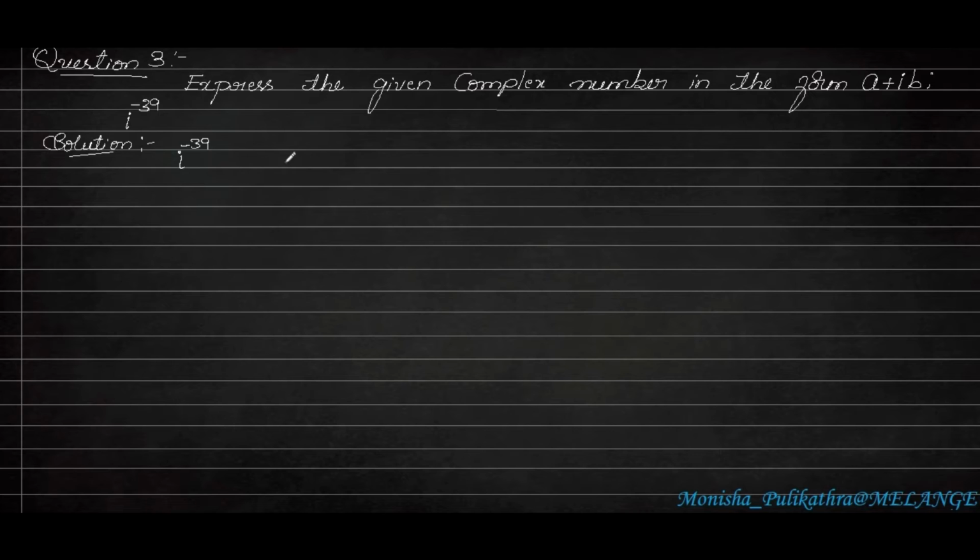Moving on to question 3. Here we have to express the complex number in the form of a plus ib. Here the question is I to the power of minus 39. In the previous problem itself, I have told you that I have to be converted in the form of I to the power of 4 so that the problem becomes easier for us. So first we need to convert this I to the power of minus 39 into a split form. So here minus 4 into 9. So we write it here. Minus 39 can be written as minus 4 into 9.